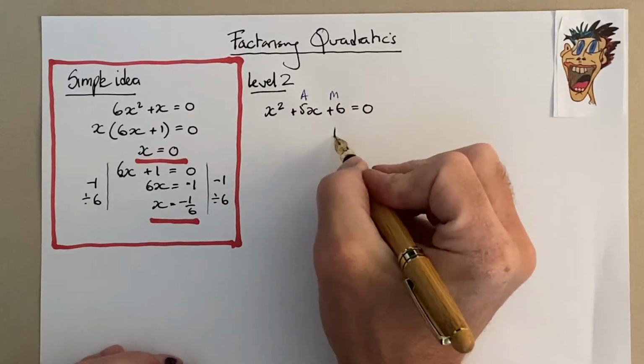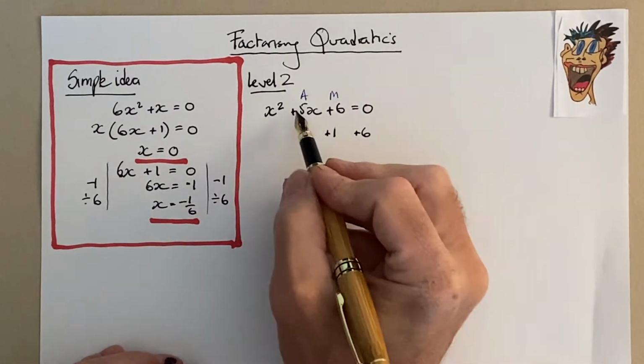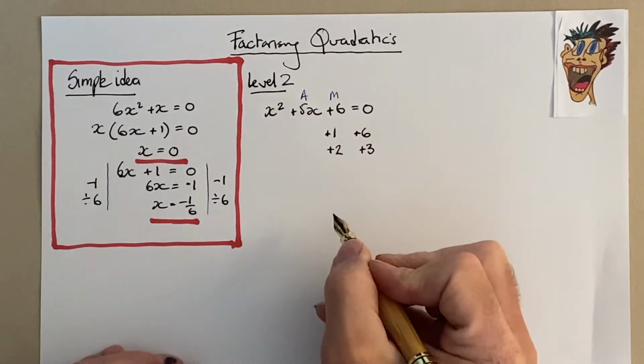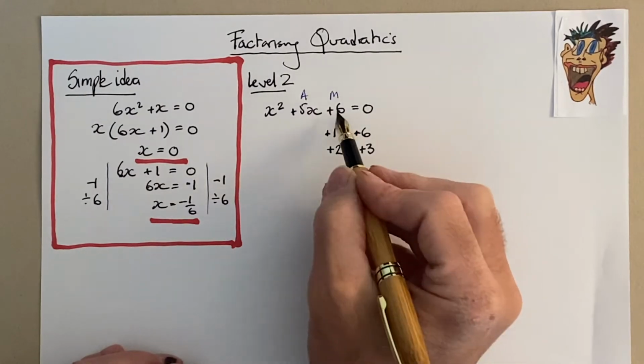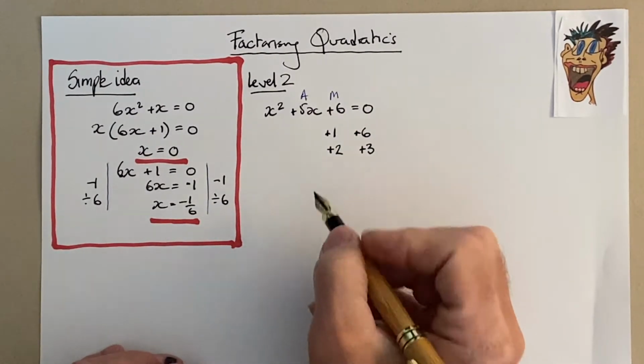So I can start with the simple ones like 1 and 6, and they could be both plus or both negatives. If I add them together, I don't get my plus 5. So let's think of other numbers. What about plus 2 and plus 3? You can see here that if I multiply these together, I get my 6. If I add them together, I get my 5. So here are my ones that I put in the bracket.